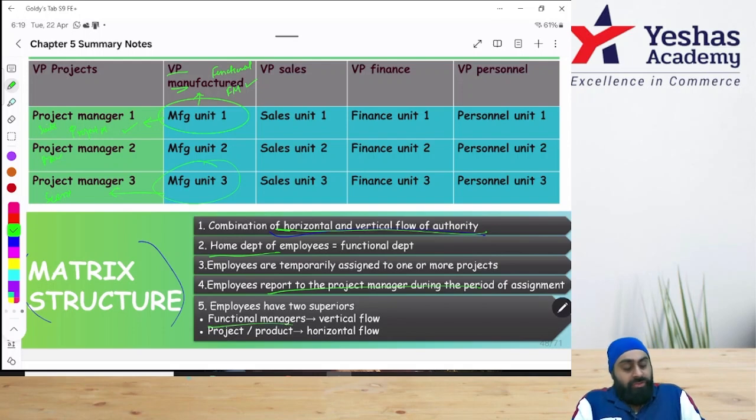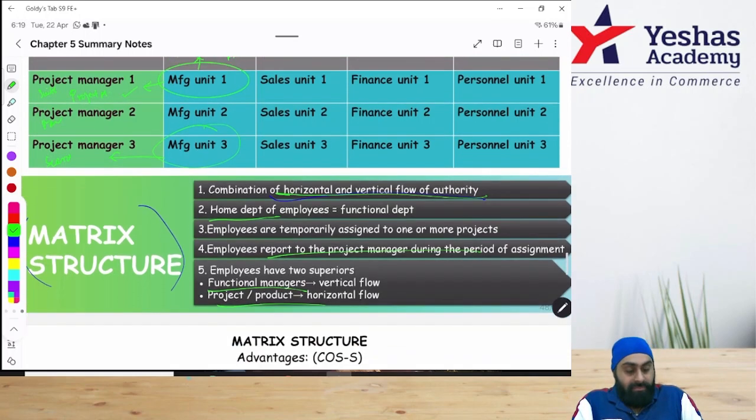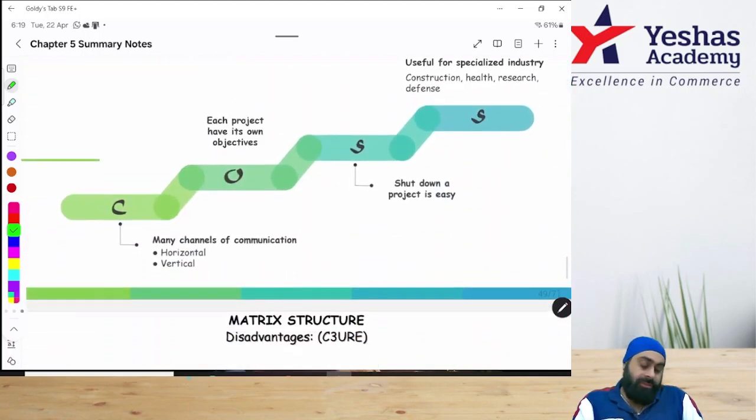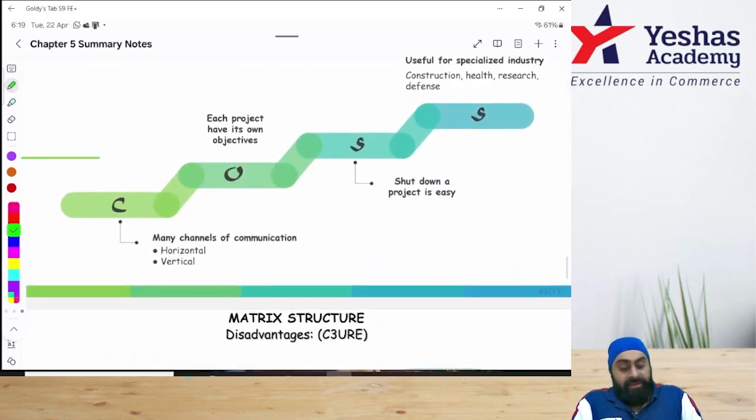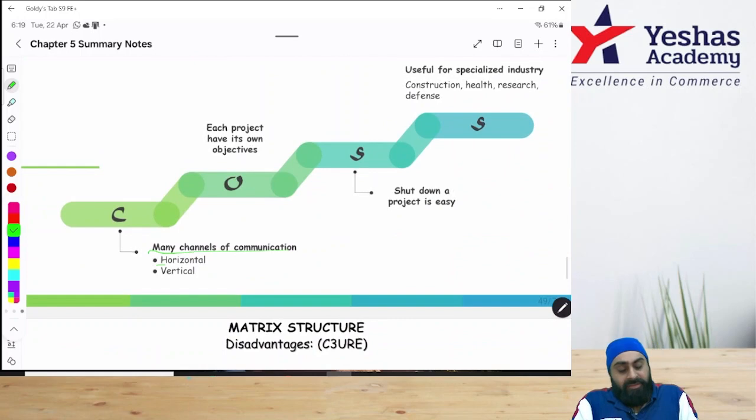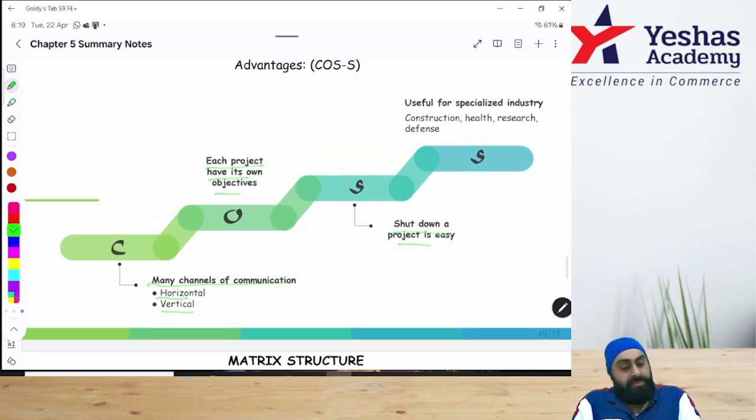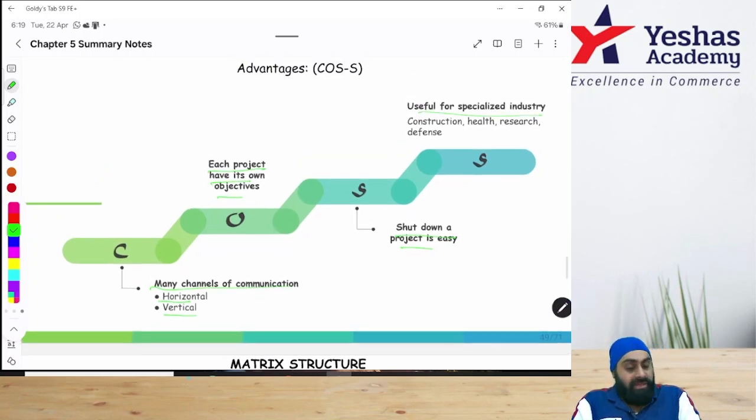So employees have 2 superiors. One is called the functional manager and one is called the project or production manager. There are 2 flows to it. What is the advantage of it? There are many channels of communication, horizontal as well as vertical. Each project has its own objective. Shutting down a project is very easy, there is no problem. Useful for which industry? Construction, health, research, and defense.